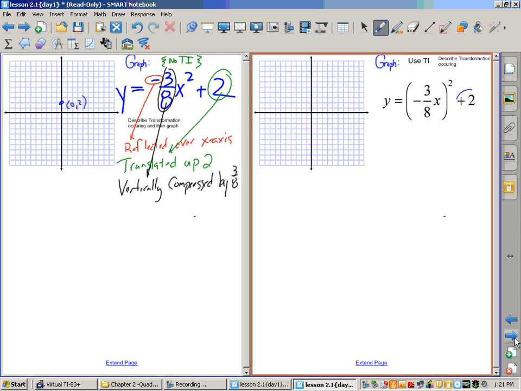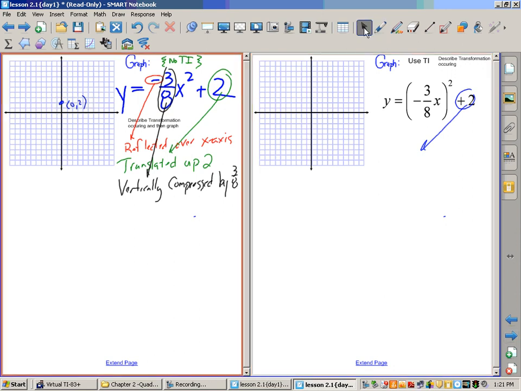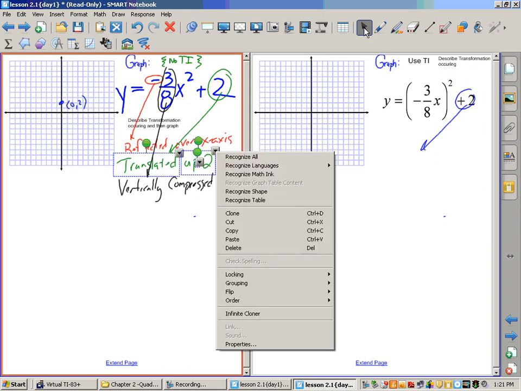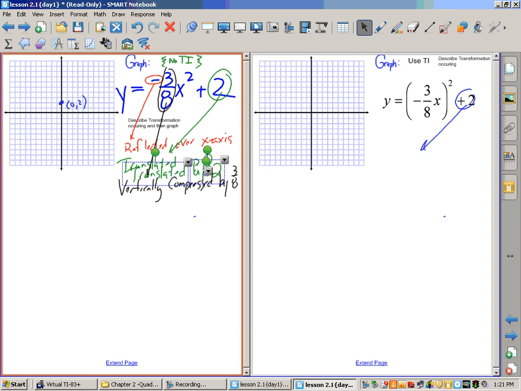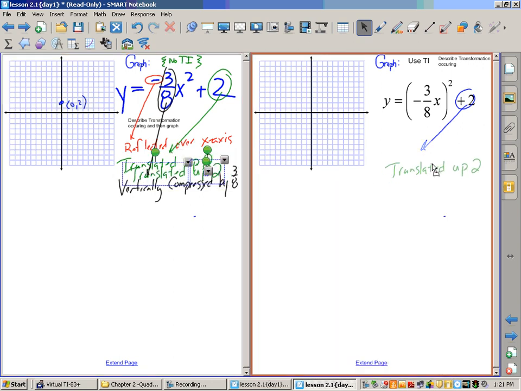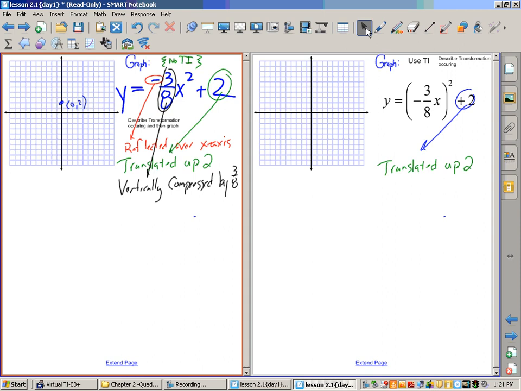Those of you that graphed it, regardless of what you did right here, did you notice that they both translated up 2 units? Yes. Okay, both of them are translated up 2 units. Are both of them reflected right here over the x-axis? No. This one has a negative. Yeah, but it's squared, so it becomes positive.